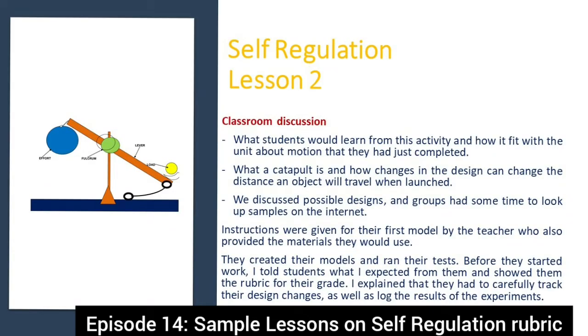So what students would learn from this activity and how it would fit with the unit about motion that they had just completed. So here they are discussing what they will learn and how it will fit into the unit about motion, which they just learned in science classes. What a catapult is, they're also discussing how changes in the design can change the distance an object will travel when launched. They also discuss possible designs, and groups had some time to look up samples on the internet. Now, instructions were given for their first model.